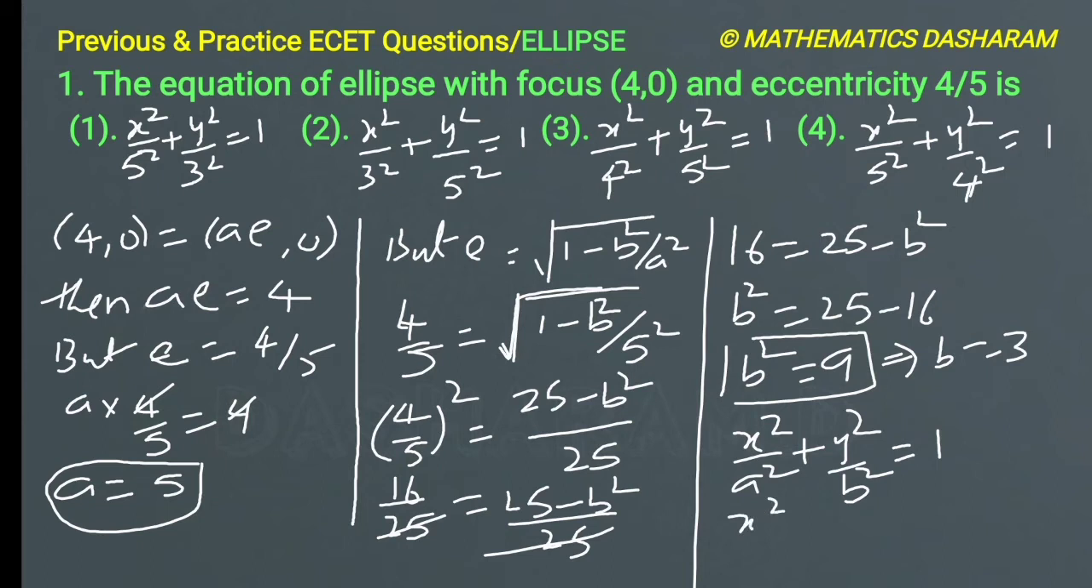Now x square divided by A value, how much? A value is 5. So 5 square, plus y square divided by B value, which is 3. So 3 square equals 1. So option 1 is correct.